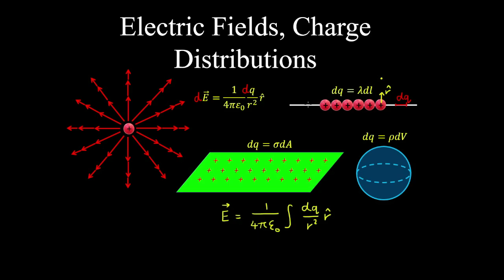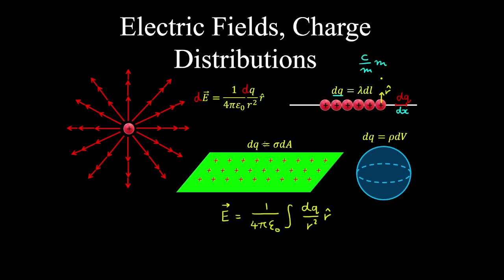Now for a charge distributed along a line, we can take the differential charge as the linear charge density, which is in coulombs per length, and then multiply by the differential length, for example along this wire, or dx, gives us a differential charge in coulombs.